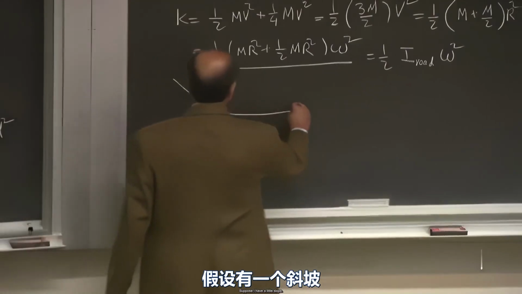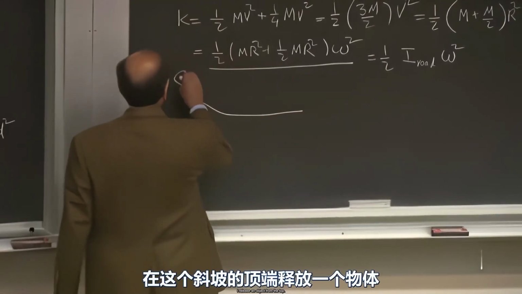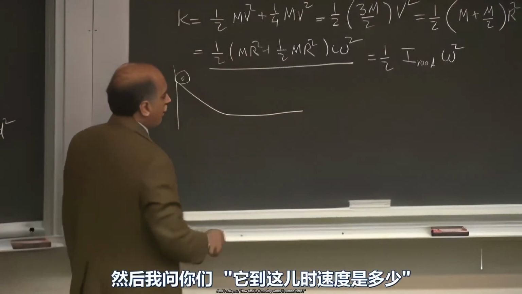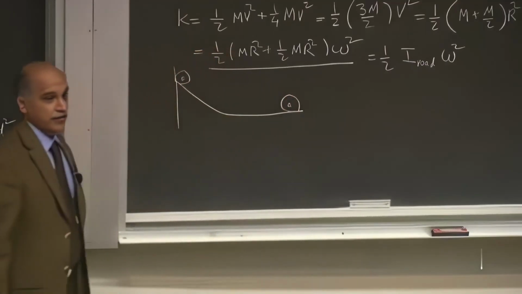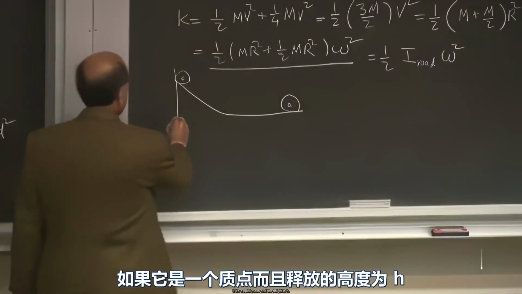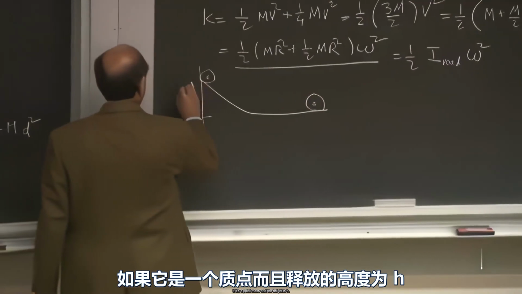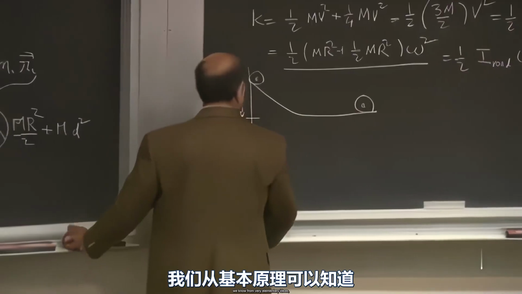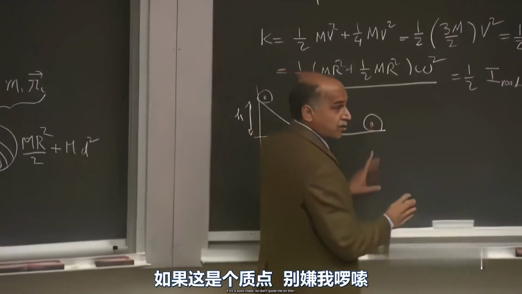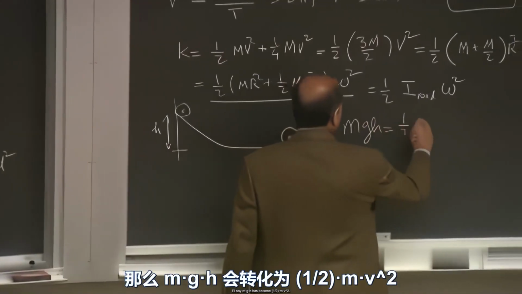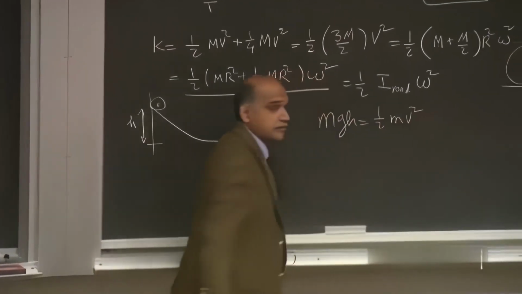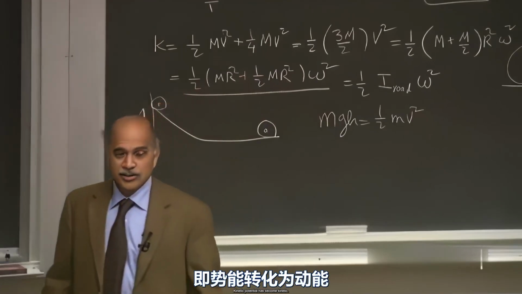Suppose I have a little slope. I release an object from the top. And I ask you, how fast is it moving when it comes here? If it's a point mass, and the height is h, we know from very elementary ideas, if it's a point mass, so don't quote me on this, I will say mgh has become 1/2 mv squared. Potential has become kinetic.